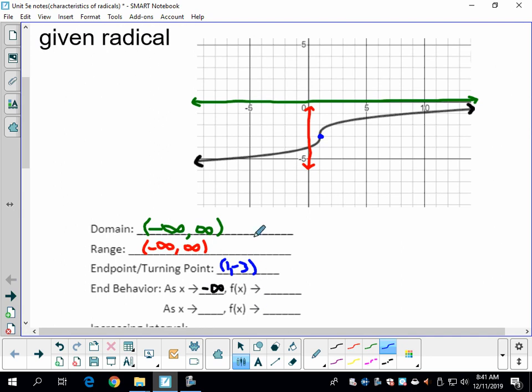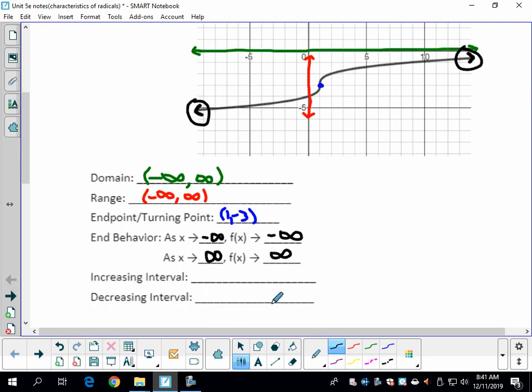Keep going. End behavior. So we have as x goes to negative infinity, so that's x going left, what's happened to the y values? Well, this is also going down. The y values are going down to negative infinity. The other side, we have as x goes to positive infinity, so that's going to the right. We're looking at the right side of the graph. What's happened to that arrow? It's going up slowly to infinity. So that's end behavior, the ends of the graph.